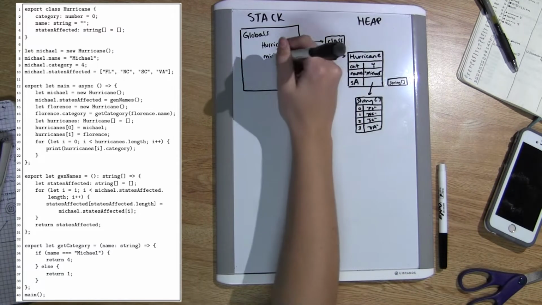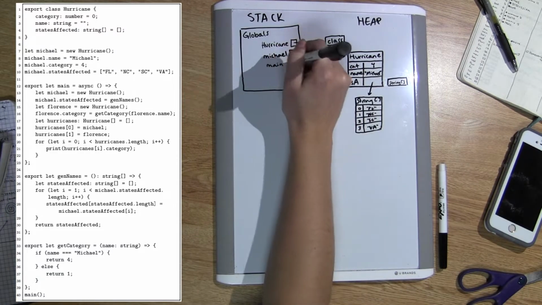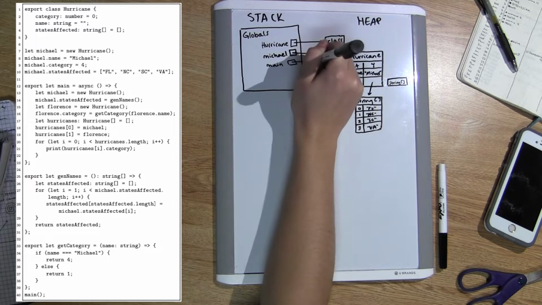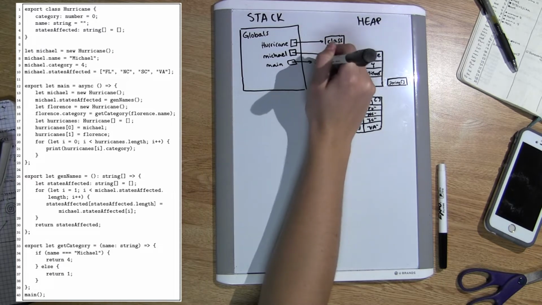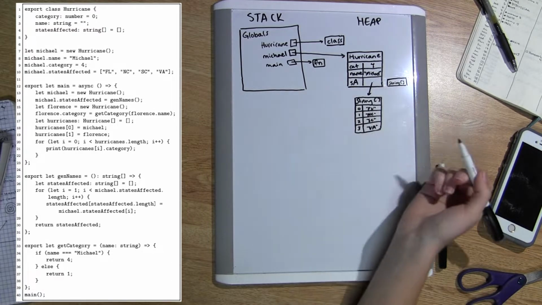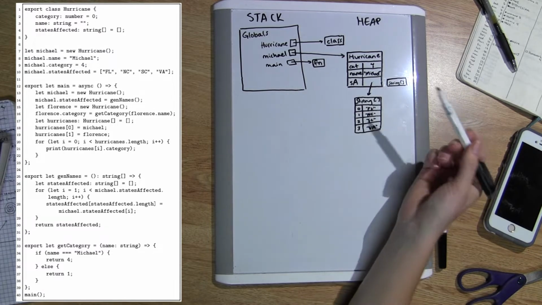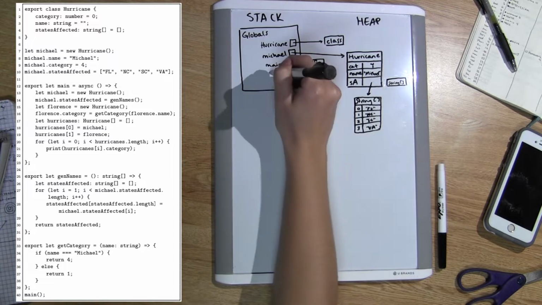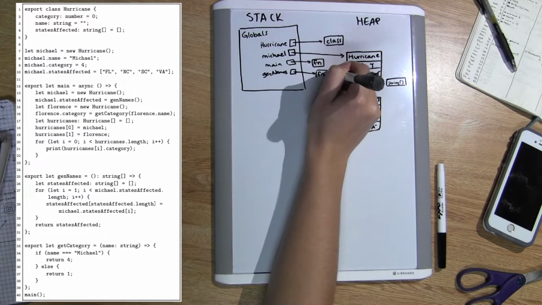The next thing that we're going to define in our program, still in this global frame, is the main function. Now in our diagrams, we don't worry so much about what exactly a function looks like when it's stored on the heap. We just point an arrow to this little box with an fn in it, and that means that we're creating a new function here. That means that we're storing what this function does in memory. We also have the functions genNames and getCategory.